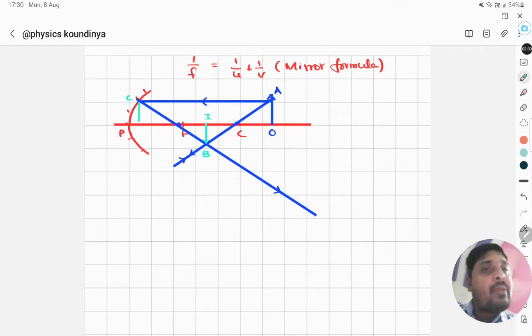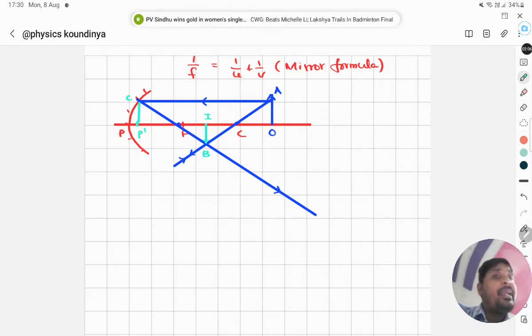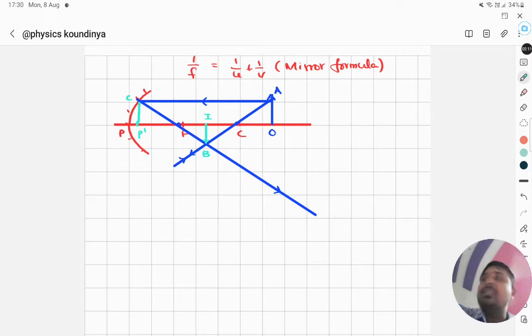And here I am going to join this line. This is P dash. You have to remember that P dash and P coincide with each other because these rays are called paraxial rays. It means those rays which are nearer to the principal axis are called paraxial rays. And according to the theory of approximation, P and P dash coincide. That means wherever P dash is there, we can take P. Okay.